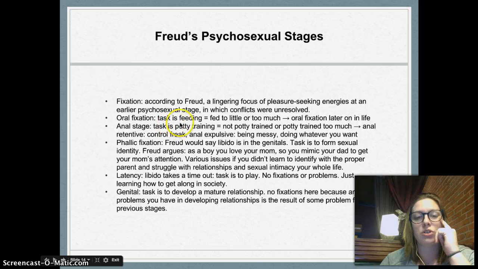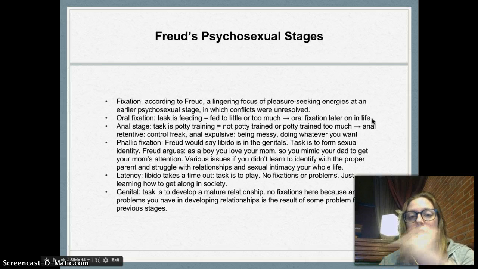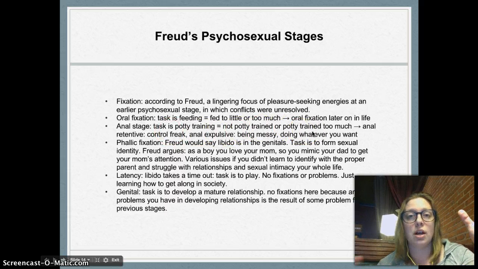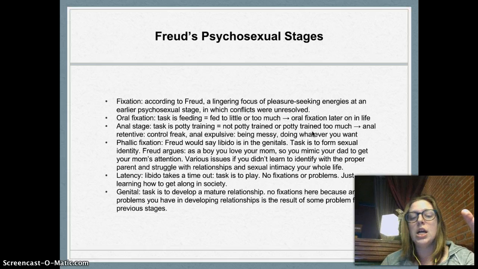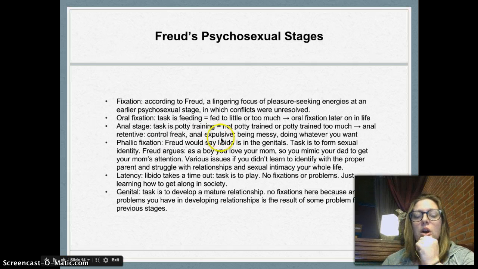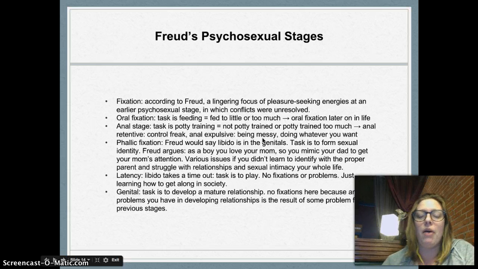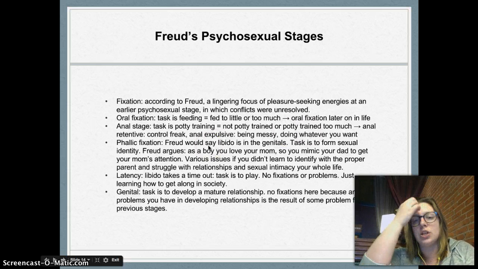So an oral fixation. Your task is feeding at this stage. If you're fed too little or too much, you have an oral fixation later on in life. You may be constantly focused on dieting, or you may be constantly overeating. In the anal stage, the task is potty training. If you're not potty trained, or potty training is too focused on being absolutely perfect at it, you might develop anal retention, which is becoming a control freak, right? You're incredibly neat, you need to control everything. Or anal expulsive, which is being really messy and doing whatever you want, not really caring about society's expectations.